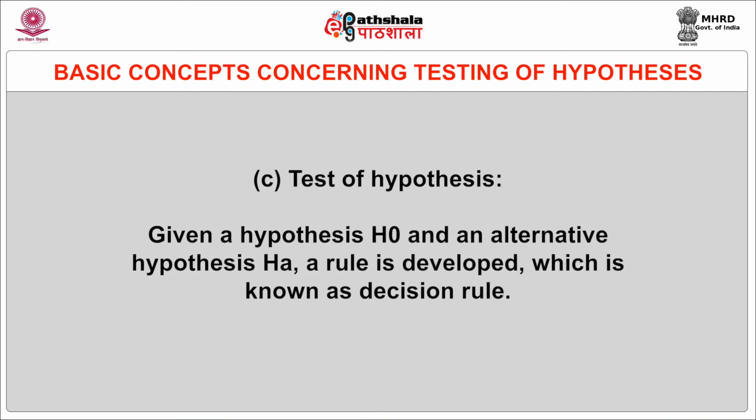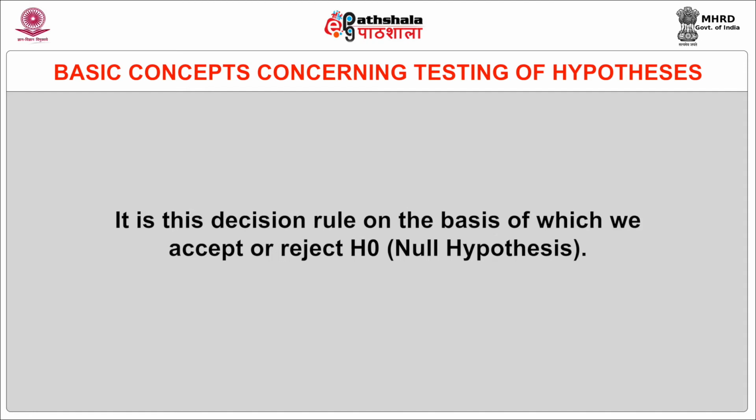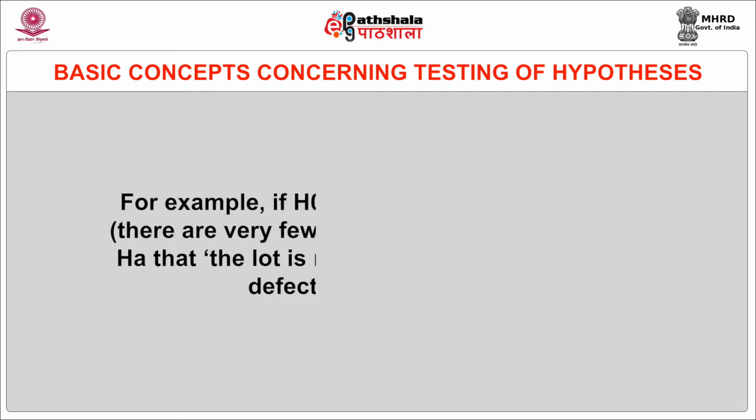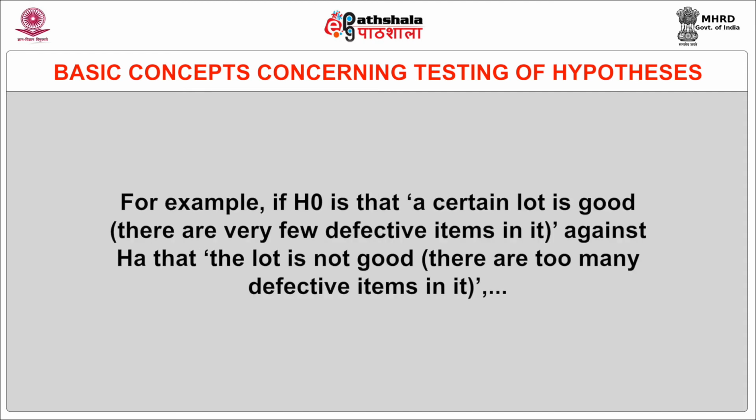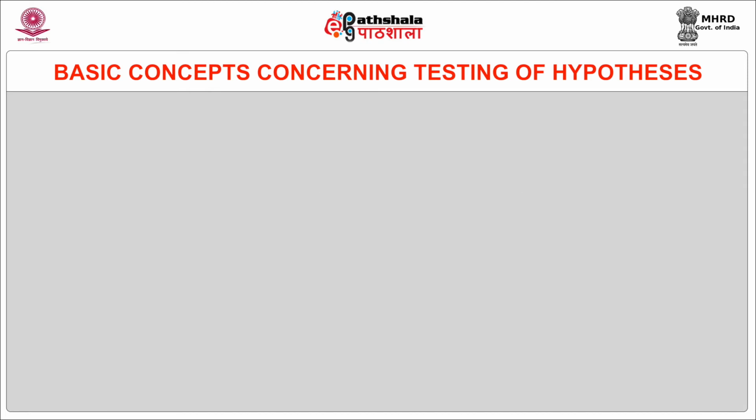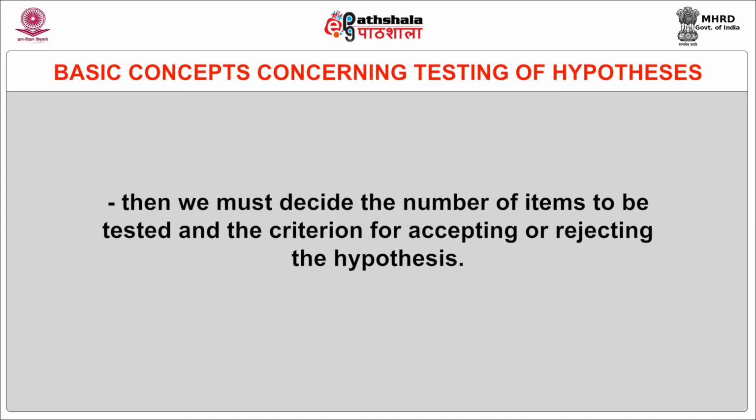The third concept is the test of hypothesis. Given a null hypothesis H0 and an alternate hypothesis HA, a rule is developed which is known as the decision rule. It is this decision rule on the basis of which we accept or reject the null hypothesis. For example, if the null hypothesis is that a certain lot is good, there are very few defective items in it, against the alternate hypothesis that the lot is not good or there are too many defective items in it, then we must decide the number of items to be tested and the criterion for accepting or rejecting the hypothesis.